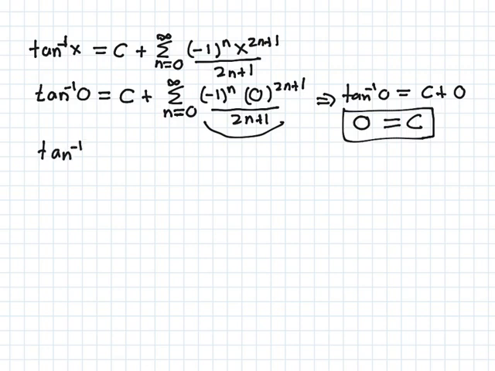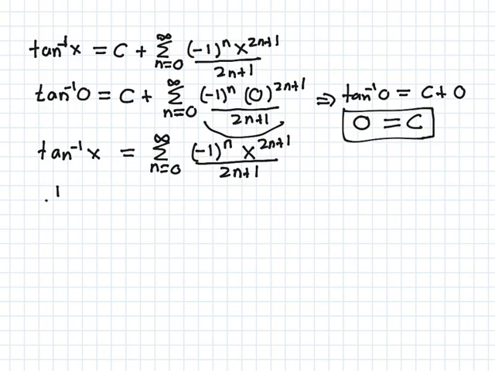So tan^-1 x is equal to the summation from n equals 0 to infinity. We have found the power series representation of tan^-1 x. That is going to be (-1)^n x^(2n+1) divided by 2n+1. Now let's look at the radius of convergence of the power series for tan^-1 x.